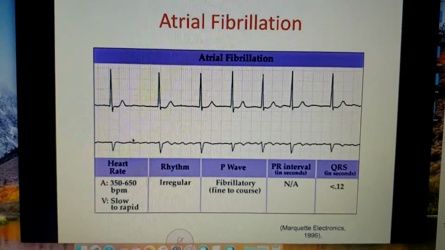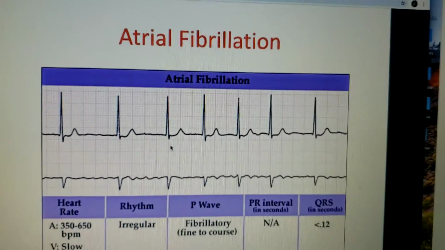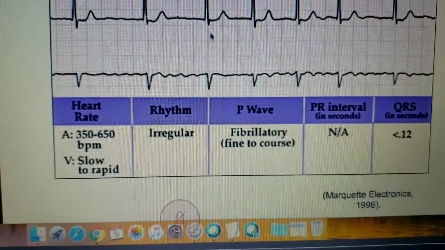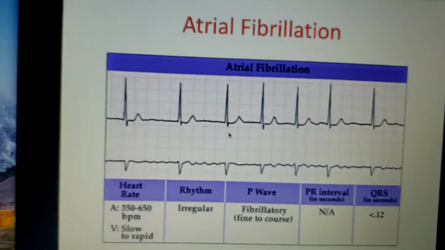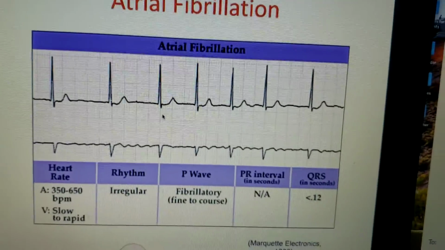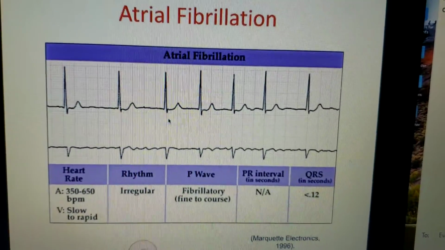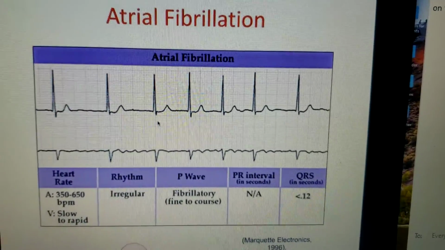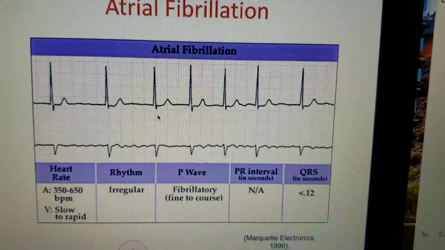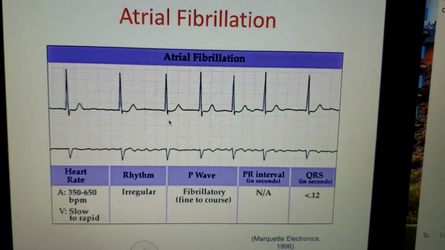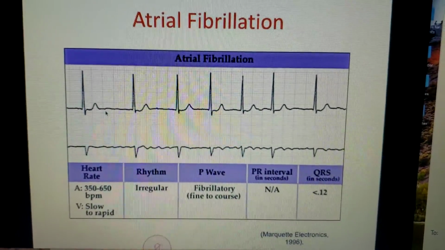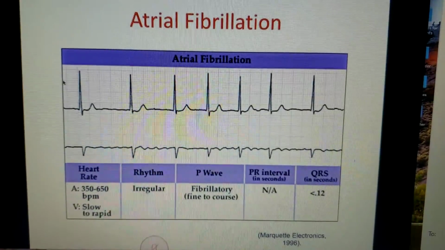So this is atrial fibrillation. Atrial fibrillation means the atria are not actually beating, they're just kind of quivering. When we have atrial fibrillation, the atria are doing this, but the ventricles are still contracting. So we still have a heartbeat because the ventricles are still contracting. You're going to see it, and we're going to look at the rate. Is it fast or slow?